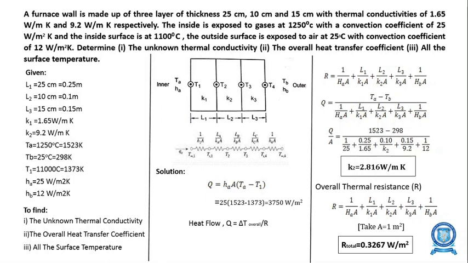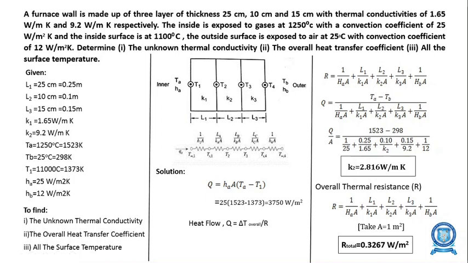The inside is exposed to gases at 1250 degrees centigrade. The inside surface, the inside layer, we can note at the point T1. This is the inner surface and this is the outer surface. T4, the area near the T4 is said to be the outer surface. Therefore, the inner side is exposed to gases.